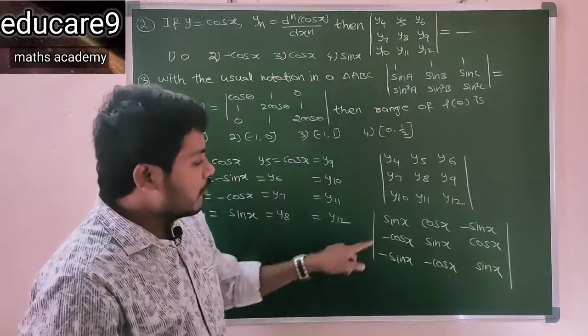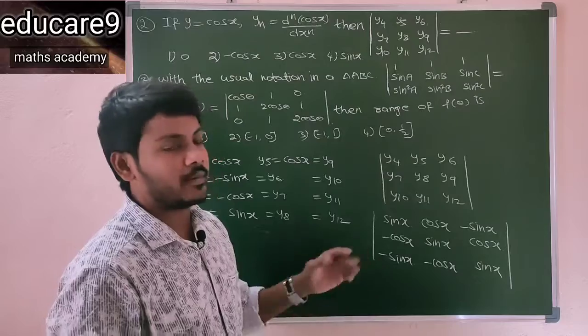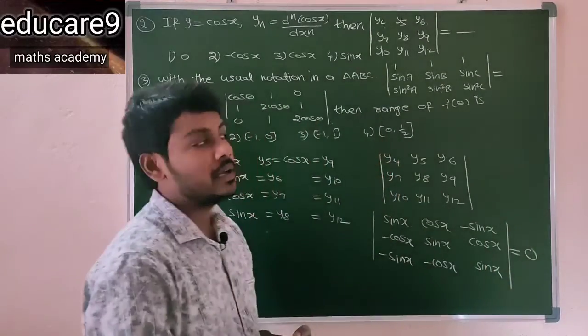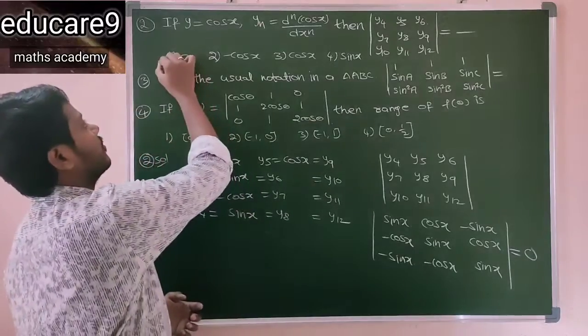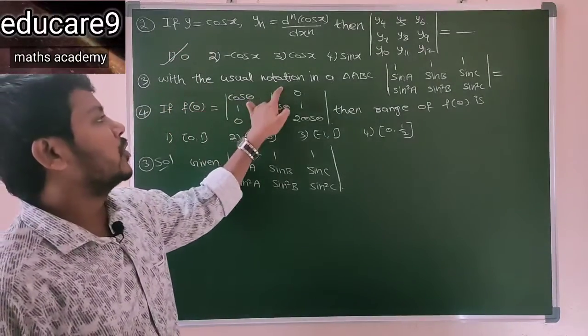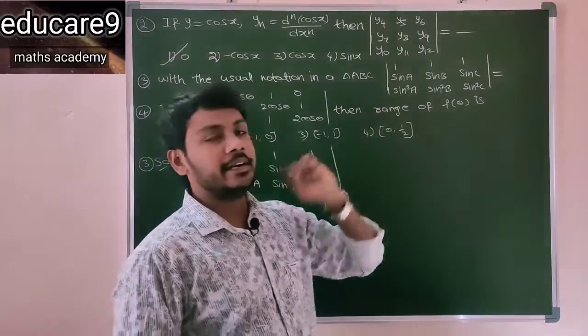So clearly the first row and third row are identical, therefore the determinant of this is 0. Okay, so clearly option 1. So see the next one. With the usual notation in triangle ABC, find this determinant.